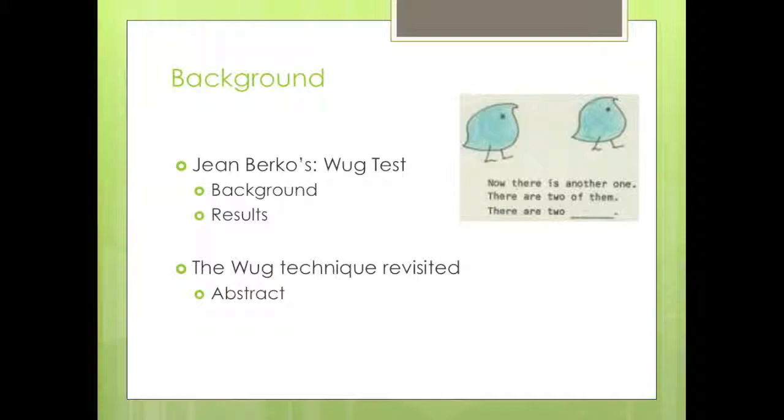In this study, a child is shown pictures of fake creatures or activities, and then they would fill in statements that were made about them. So for instance, they would say, "This is a WUG," and they'd show them a picture, and they'd say, "Now there's another one. There are two of them. There are two." And so the child would fill in the sentence, and you would predict they would say two WUGs.